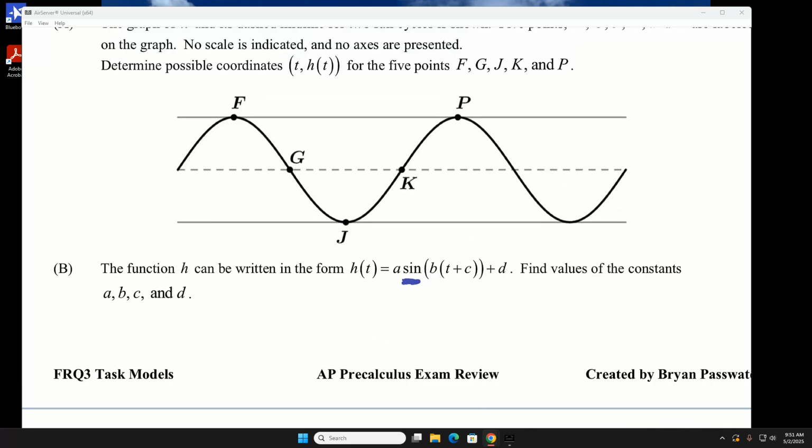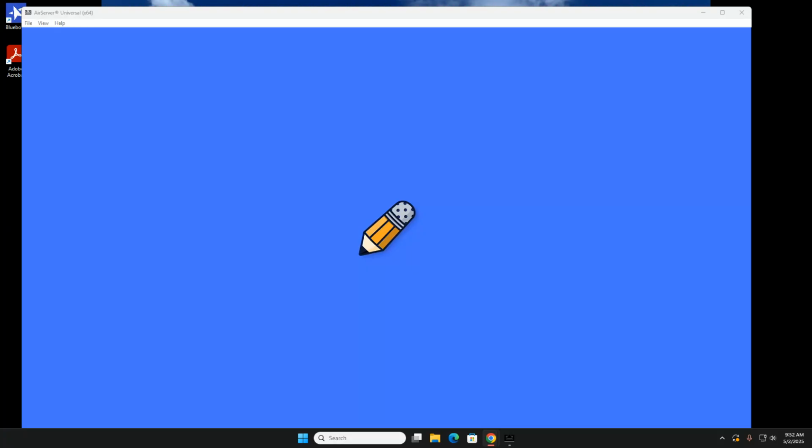All right, so B is always going to ask you something similar to this. So we want to find A, B, C, and D for this function. We basically want to find the equation of this function. And so on your notes, we're going to fill in some stuff.